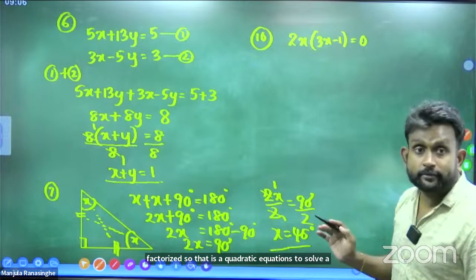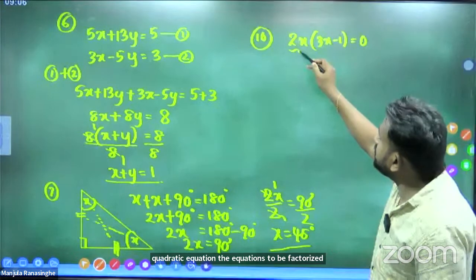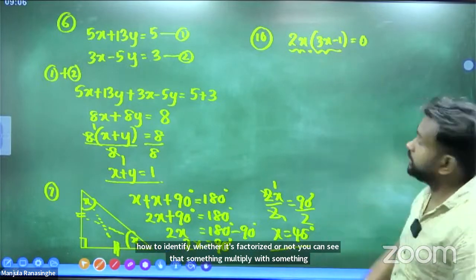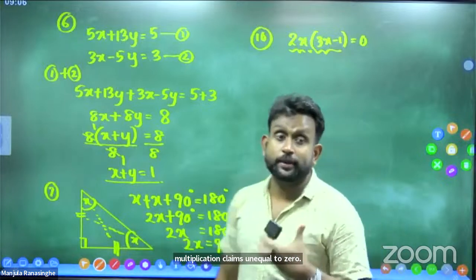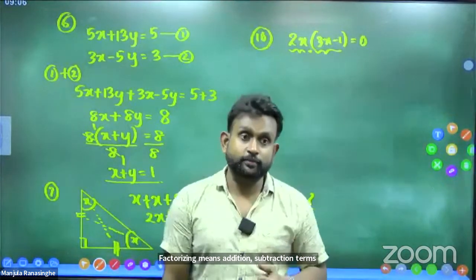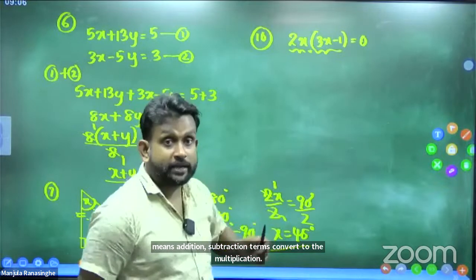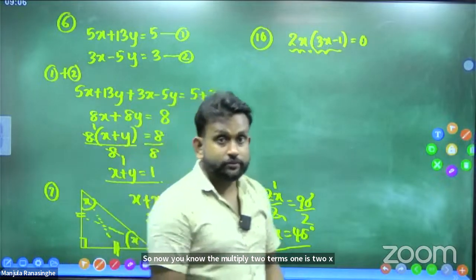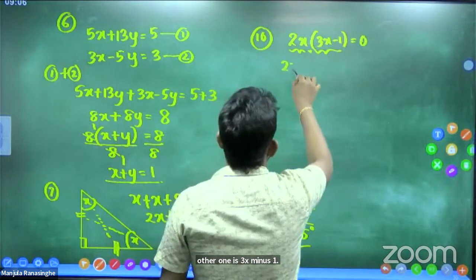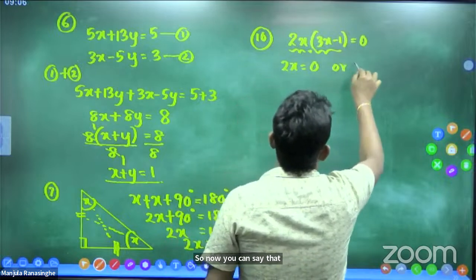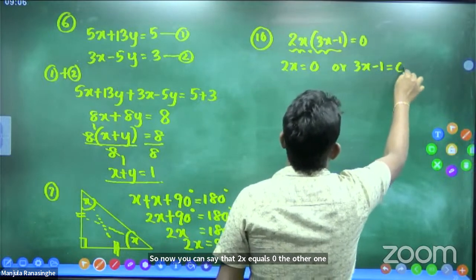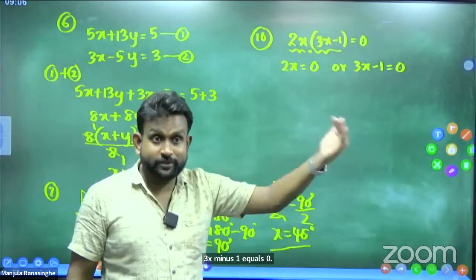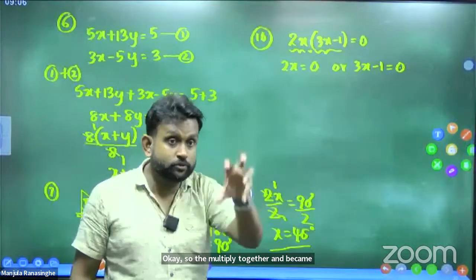So how do you identify whether it's factorized or not? You can see that something is multiplied with something, multiplication comes, and it equals 0. Factorizing means converting addition and subtraction terms into multiplication. So now you know the two multiplied terms: one is 2x, the other is 3x minus 1. So you can say 2x equals 0 or the other one, 3x minus 1, equals 0. The terms multiplied together and became 0, as we discussed previously. The logic is that one of them must equal 0.